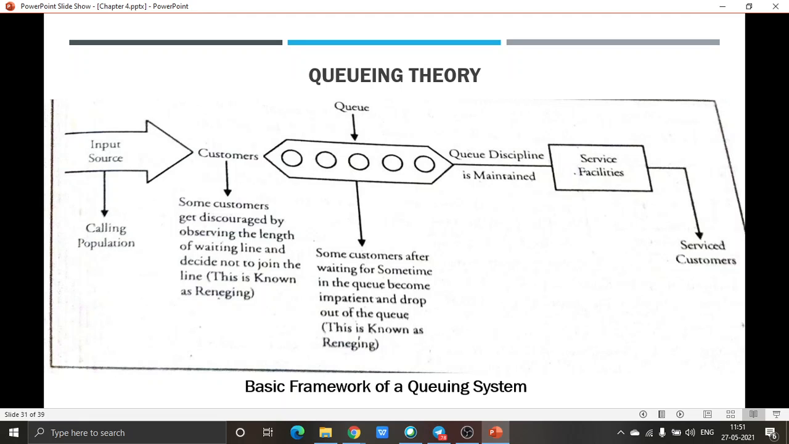Now, queuing theory is especially important because unreasonably long waiting lines may result in the loss of customers. That is, if a customer is forced to stand in a queue for 1 hour to withdraw money from the bank, he may feel frustrated and eventually may think of closing the account with the bank. There are always chances.